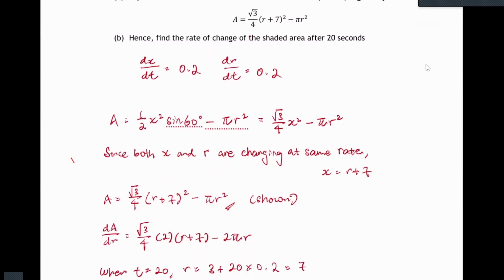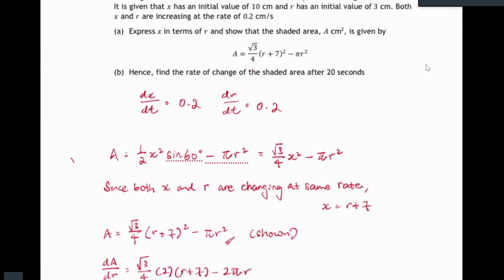Okay, clean this up a bit. Then, if I want to find the value of the rate of change of shaded area after 20 seconds, I need the radius after 20 seconds, because this function is only in terms of r. Then I can't sub in the value of 20, this t equals 20. So here I have an additional problem, which is I need to know when t equals 20, what is my r value?